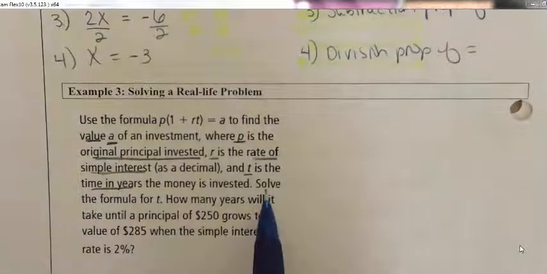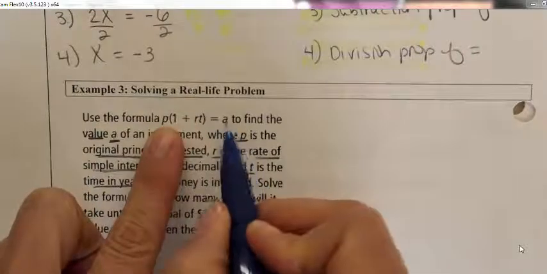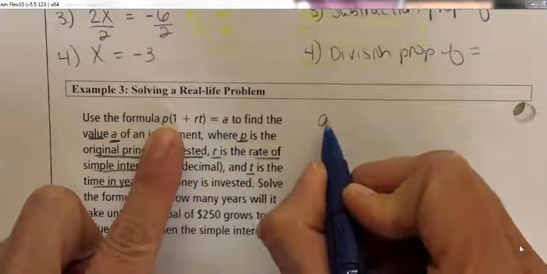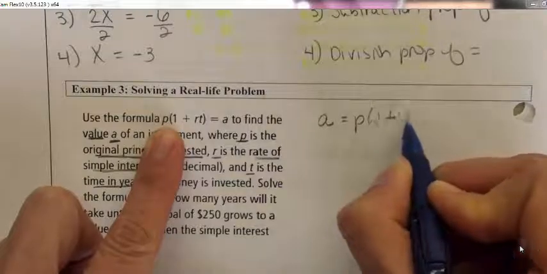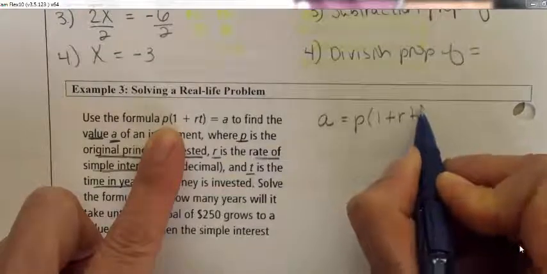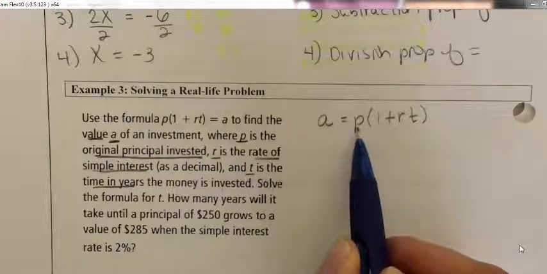Okay, so we're going to solve the formula for T. So we're going to start with this formula. I'm going to write A first. So I'm going to write A equals the principal times 1 plus R times T. So again, this is the amount that you get after a certain amount of time. This is the principal. That's the original amount that you've invested.